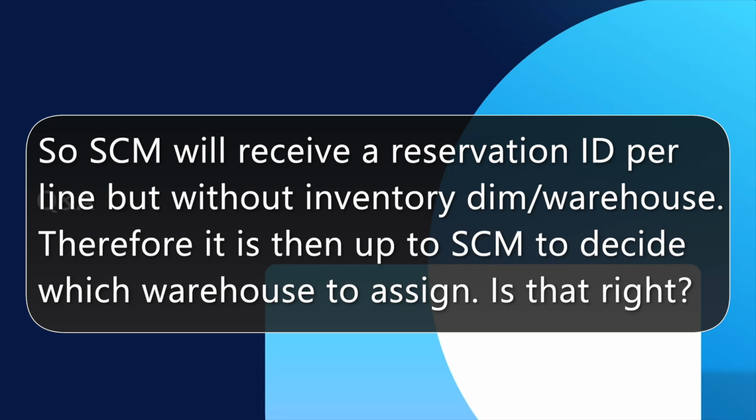And as soon as the hard reservation is done, it will also trigger the offset reservation in Inventory Visibility Service. So it will use the product ID and reservation ID combination to offset the reservation. It will no longer match the inventory dimensions for offsetting the reservation. Hope that makes sense.